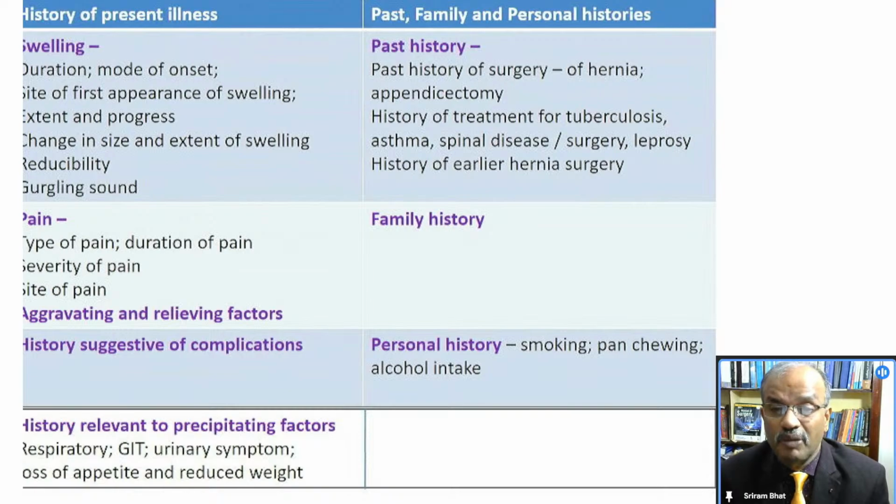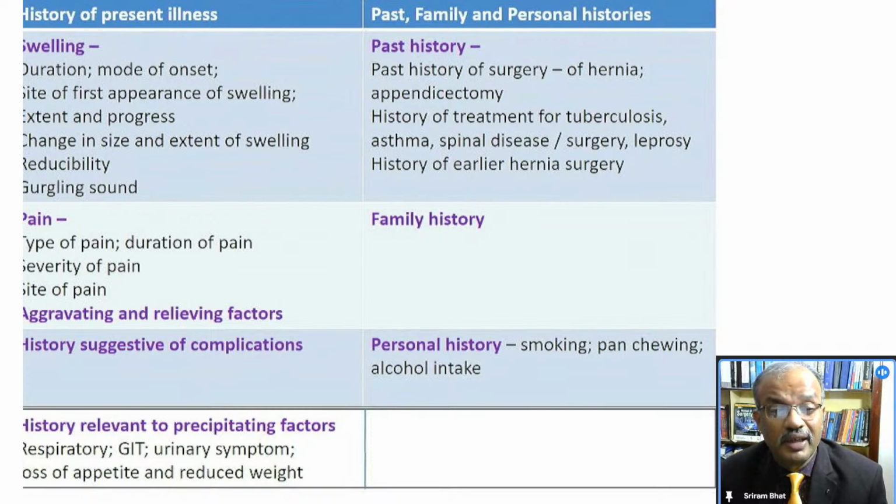Pain, of course, and the type of pain: vague pain, discomfort, dragging pain, pricking pain, and severe colicky pain. Once obstruction occurs, they will have colicky pain. Continuous pain occurs when there is irreducibility. Then severe pain with, of course, distension of the abdomen, vomiting, features of toxicity, fever and other features. Then the content is probably either omentum or intestine. Both can go for strangulation. So severity of the pain is important.